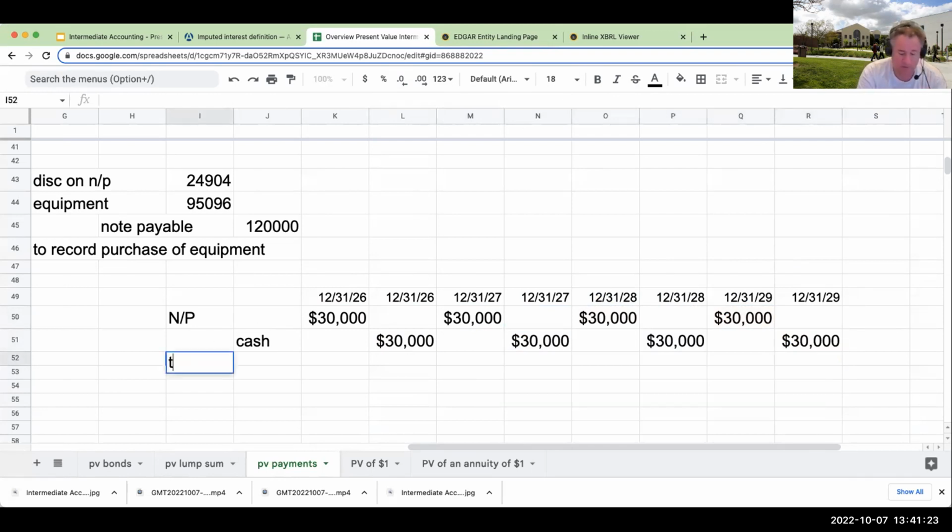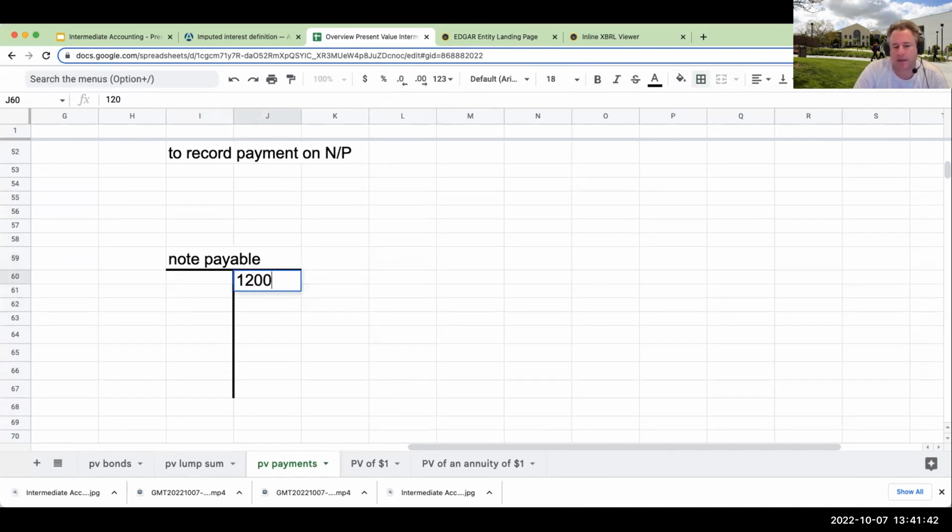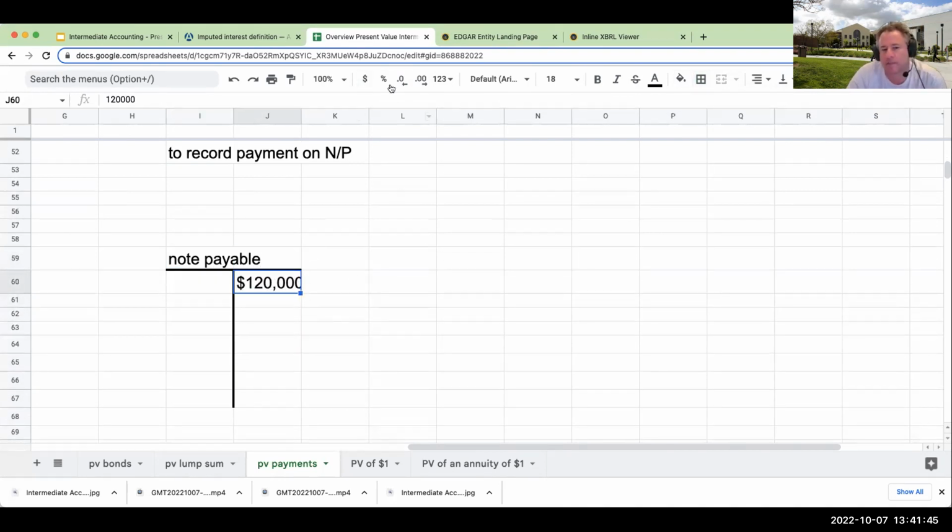Okay, so to record payments on note payable. Now let's take a look at what our balance sheet looks like right now. So we're going to have this note payable. The note payable is a liability account, so it's going to have a credit balance. This is going to be at 120,000 as of 1/1/26. I pay 30,000 on 12/31/26. So at the end of the year, my note payable balance is now going to be 90,000.